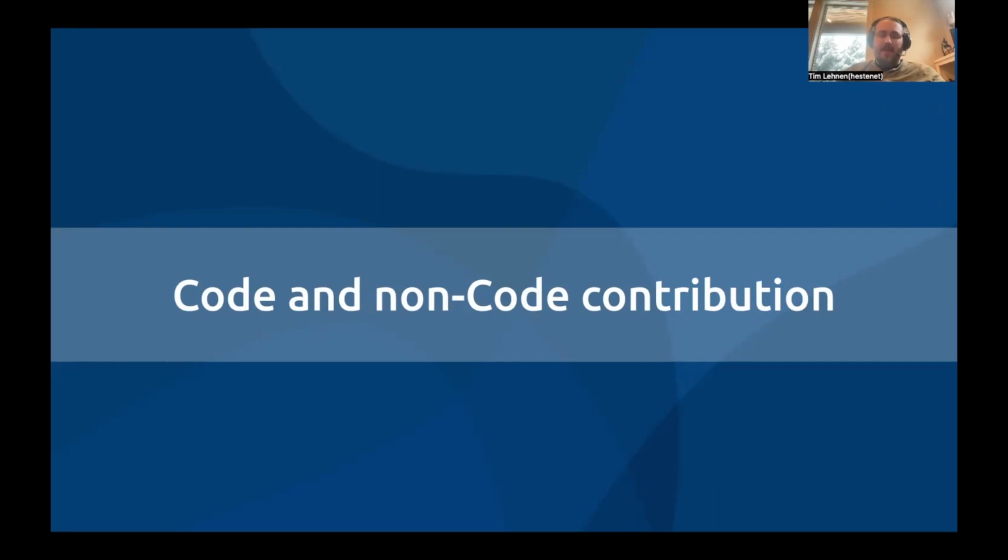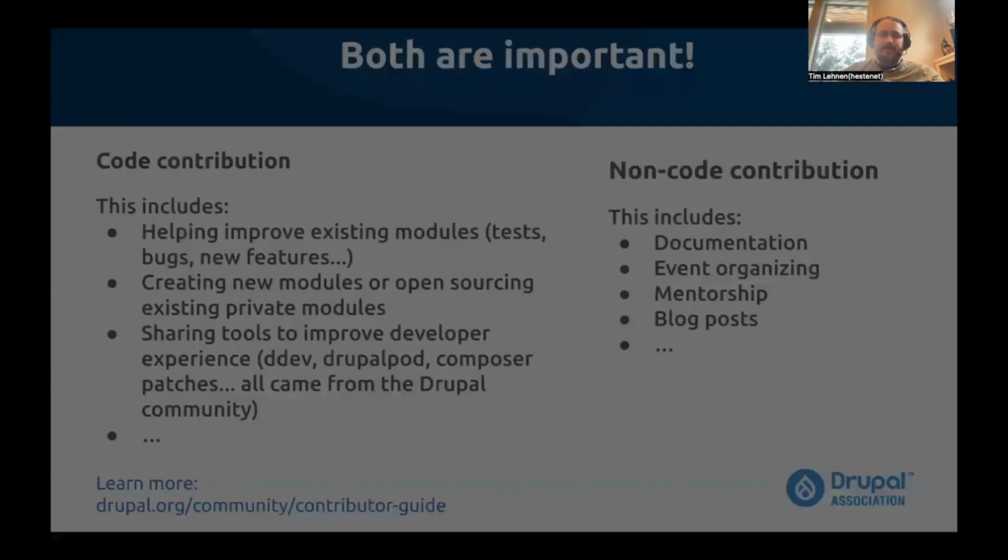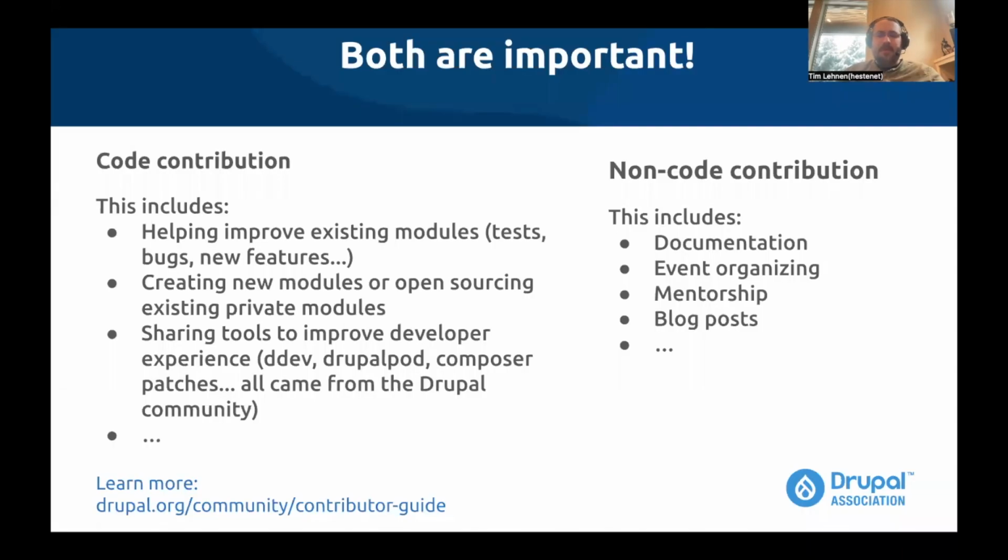They fall into two broad categories, code and non-code contribution. Both are important. Code contribution includes writing new integrations for Drupal, new modules, new themes, updating existing projects by fixing bugs, adding new features, writing tests, contributing to Drupal core. Non-code contribution can include updating documentation, organizing events, mentoring other contributors, or writing promotional materials for Drupal. All of these are important to the Drupal project, and all of them can create credit and reputation in the community for both you and your company.